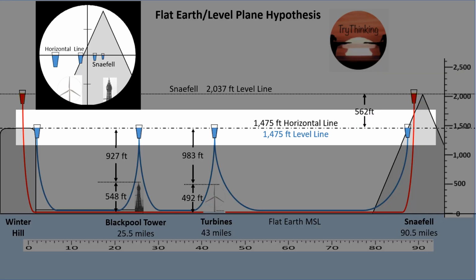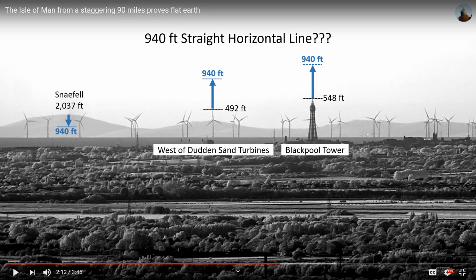So if the Earth was flat, what Ranty should see through his auto level is the top of Snaefell above that horizontal line and both the wind turbines and Blackpool Tower below that horizontal line. Now this is a photograph from Exploring the Plane. He was at an elevation of 940 feet, and as I told Bev, it is quite obvious that this is not a straight horizontal line.